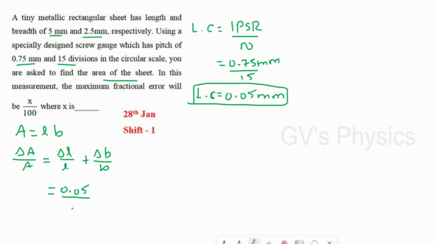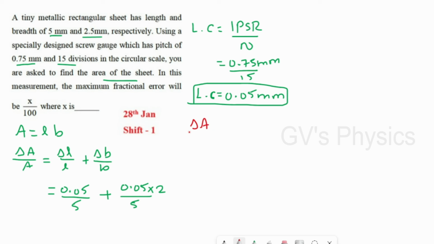By length, they have given it as 5 millimeter. Same way for breadth also we can take the same least count. So 0.05 and breadth is 2.5. If you want, we can write it as 5 by 2. So 5 will be in the denominator and 2 will go to the numerator.